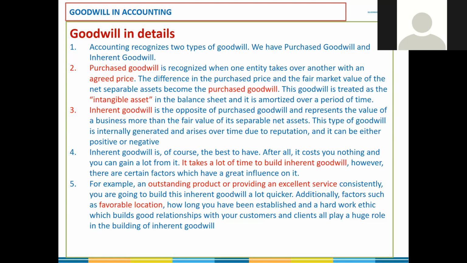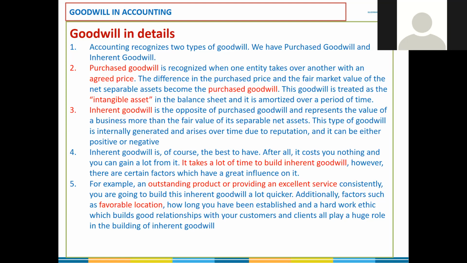Okay, then let's look at inherent goodwill. It is the opposite of purchased goodwill and represents the value of a business more than the fair value of its separable net asset. This type of goodwill is internally generated and arises over time due to reputation, and it can either be positive or negative. This we shall go into later.